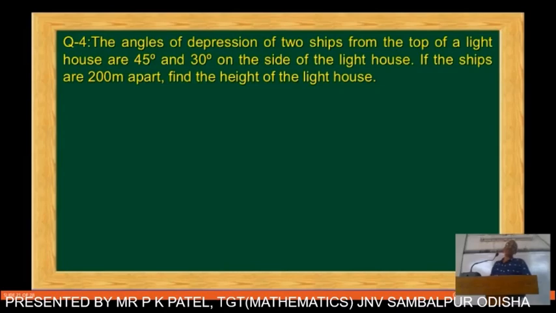Take another example. The angle of depression of two ships from the top of a lighthouse are 45 degree and 30 degree on the side of the lighthouse. If the ships are 200 meter apart, find the height of the lighthouse. So this is the question. Using this question, you have to draw the figure.